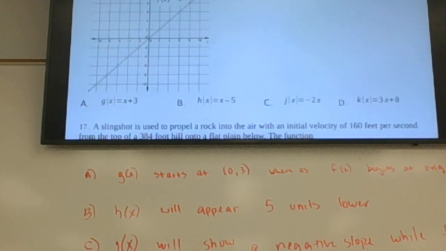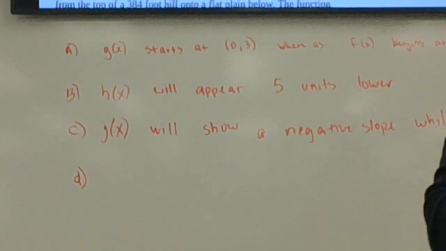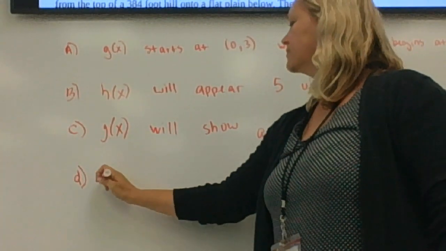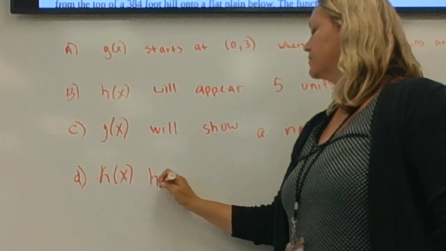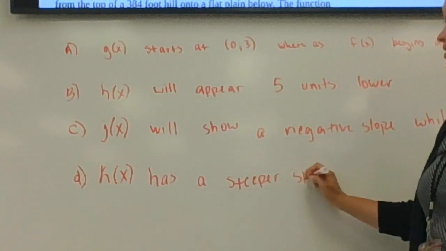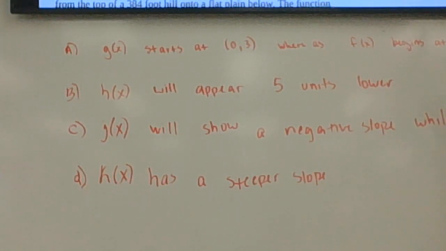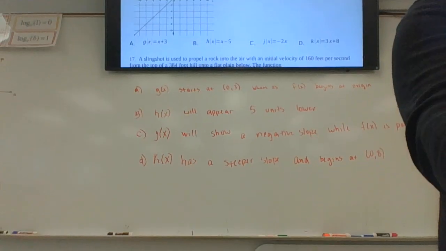How is k of x different? The slope is bigger. I'm going to say k of x has a steeper slope. The slope is steeper. This slope would be up 3 over 1 instead. This line's going to go up higher more quickly. It has a steeper slope, and I'm just going to say begins or goes through 0, 8. I think you guys got it. Good job.